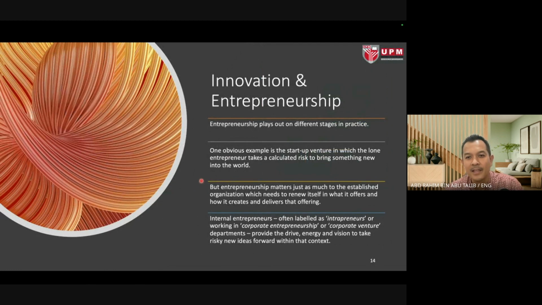Okay, entrepreneurship plays out on different stages in practice.